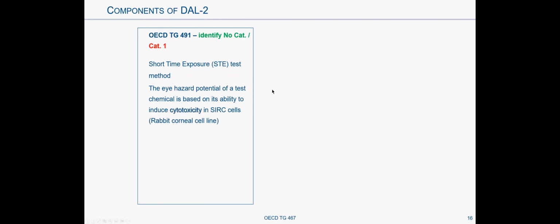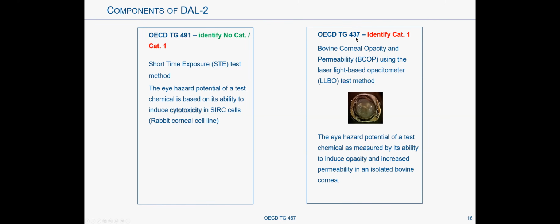Then the components of the second defined approach, DA2. There we use OECD TG 491 to identify no category and also category 1. So it's the short time exposure test method, where the eye hazard potential of a chemical is based on its ability to induce cytotoxicity in SIRC cells. Those are rabbit corneal cell lines. And the second method is OECD TG 437 to identify category 1. And again, the BCOP LLBO method is used, and we use only the opacity.